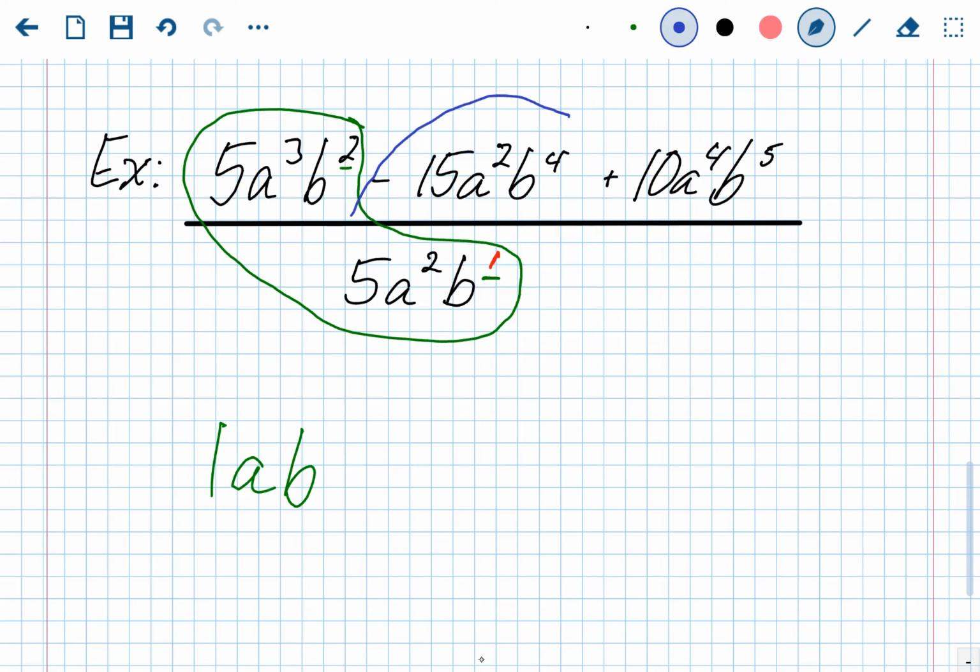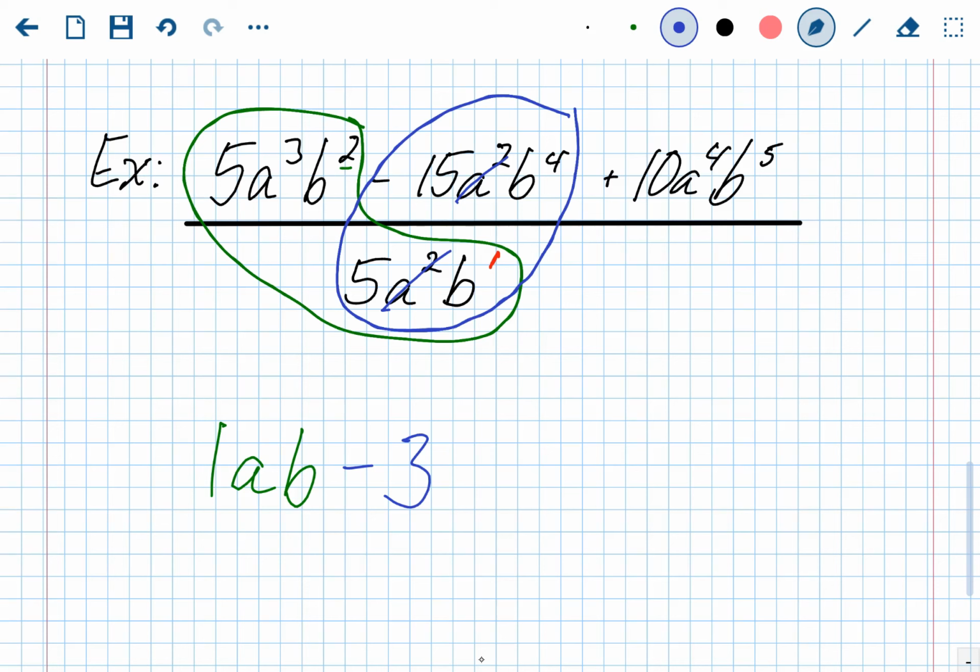Now we'll do the same thing with the second term. The second term divided by the denominator. Divide the number by 5. Okay, so we got negative 15 divided by 5 is negative 3. Take away the a's, 2 a's. So there's 2 a's on top, 2 a's on the bottom.